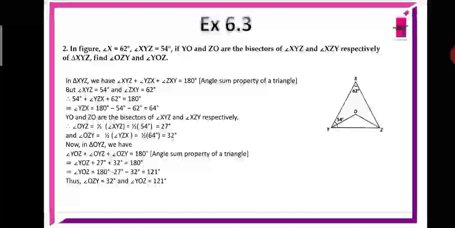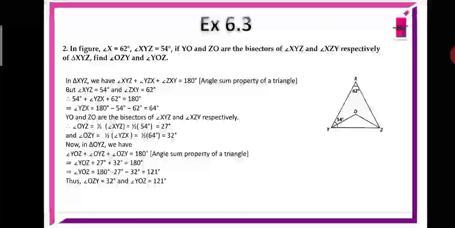Based on the angle sum property of a triangle, that is, the sum of the three interior angles of a triangle equals 180 degrees. But we know two angles, that is angle XYZ equals 54 and angle ZXY equals 62. If you substitute the angles, you will get angle YZX equals 180 minus 54 minus 62, which equals 64 degrees.